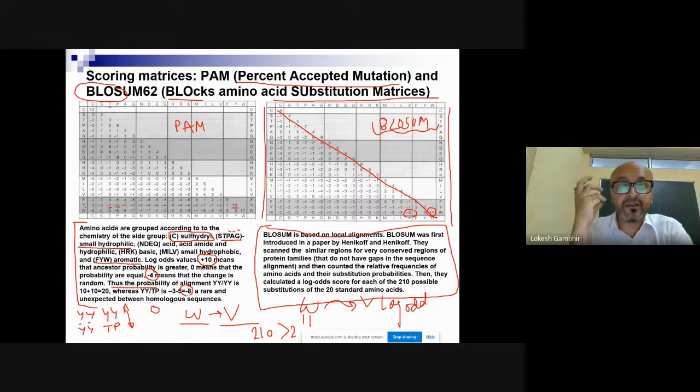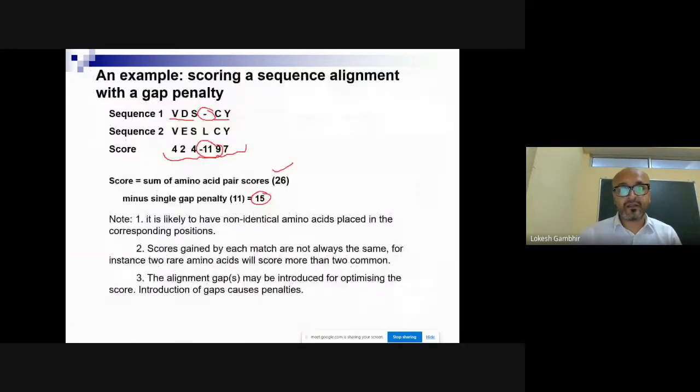It is a very rare and unexpected event that has happened between these two homologous sequences, because cumulatively the score has come to -8. -8 means highly unlikely. And similarly, a positive score means that the probability of this particular event happening is very high. That is how we calculate the substitution part.